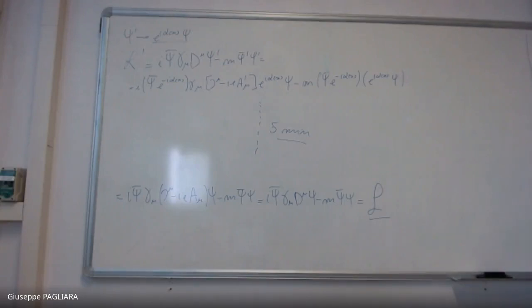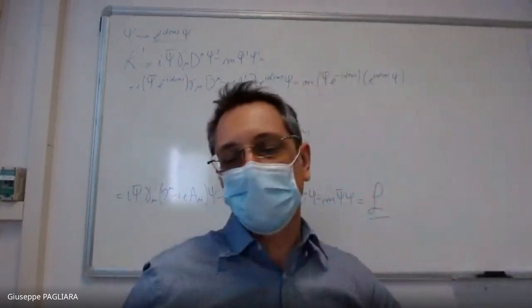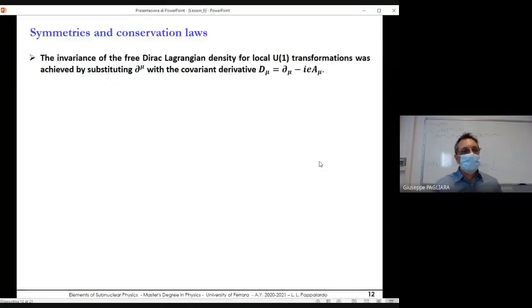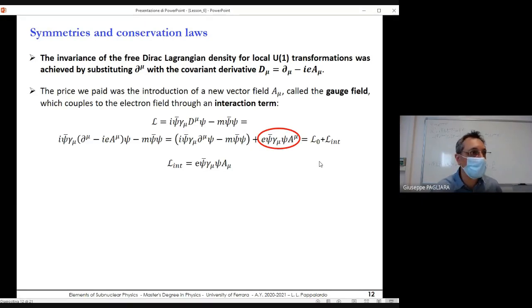So let me now summarize all these results on the slides. The invariance of the free Lagrangian density for local U(1) transformations, let me stress local, was achieved by substituting the standard derivative with the covariant derivative. Of course, we had to pay a price for this. And the price we paid was the introduction of a new object. We had to introduce this vector field A_mu, which we call the gauge field, which couples to the electron field through this interaction term.